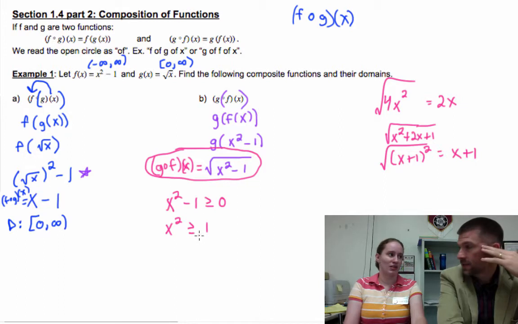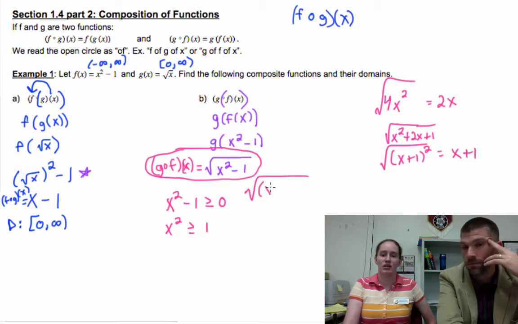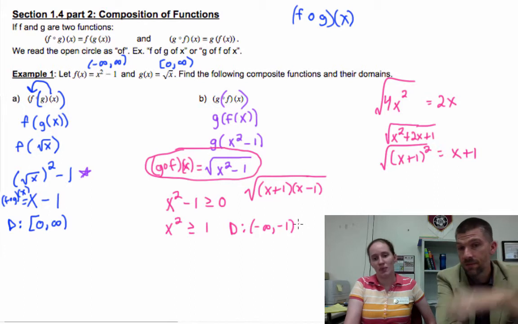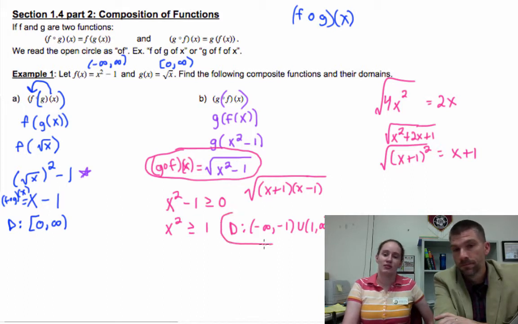A good way to set this up is to factor it: x minus 1 times x plus 1. That tells us that 1 and negative 1 are the trouble points. For our domain, we can plug in anything from negative infinity to negative 1, because a negative times a negative is a positive. Then it skips until you get to positive 1 to positive infinity. So that's our domain.